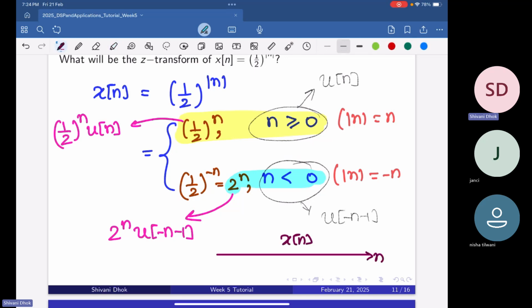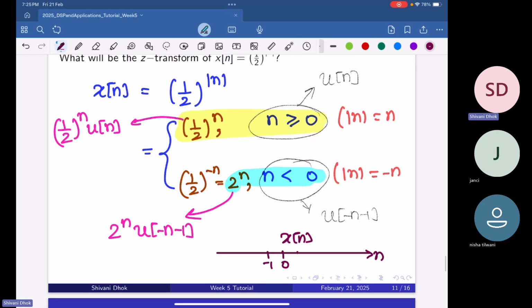Then this is minus 1, this is 0, this is 1. Then this is the region in which 2 to the power n into u of minus n minus 1 is defined. And this is the region in which 1 by 2 to the power n into u of n is defined. So my x of n can be written as addition of this signal and this signal.